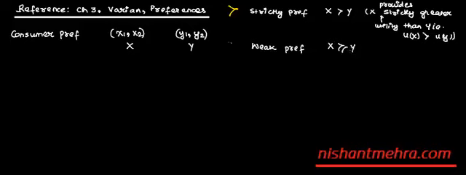So this was the symbol of strict preference. This is the symbol of weak preference. And you say that X is at least as good as Y. This is what you'll say.